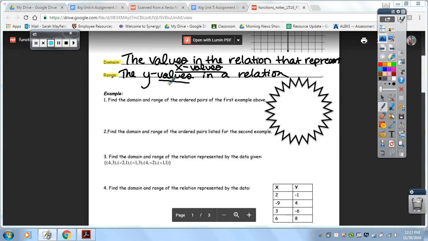So how do I remember this? In the ABCs, what comes first, x or y? X. And domain and range, what comes first in the ABCs, d or r? D. So since x comes before y, d comes before r, x is domain, range is y. Okay? So I'll give you a couple more seconds to write this down if you haven't.